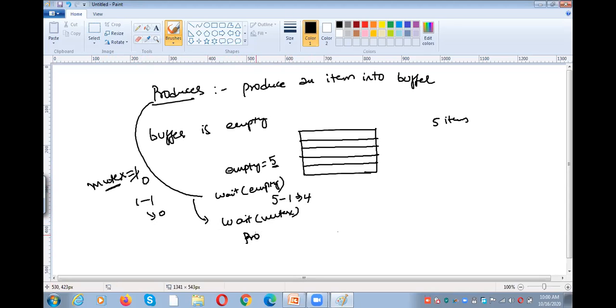After that, produce an item. Whenever you produce an item, item number 1 is in the buffer. That is the reason the empty is 4 now, right? 1, 2, 3, 4. So empty is 4, correct. And then what will it perform? Signal of mutex. After producing an item, again it will perform the signal operation. Signal operation means 0 becomes 1. After that, what will it perform? Wait of full.